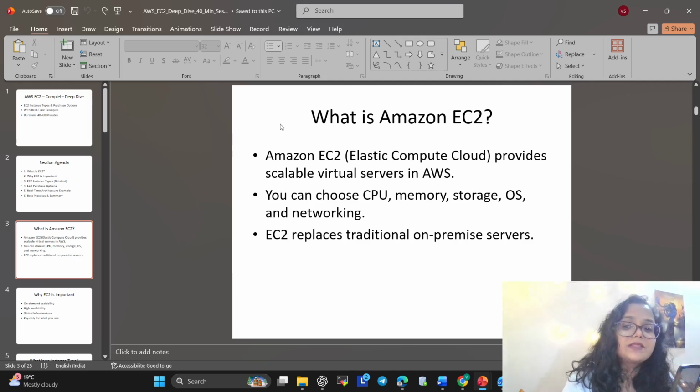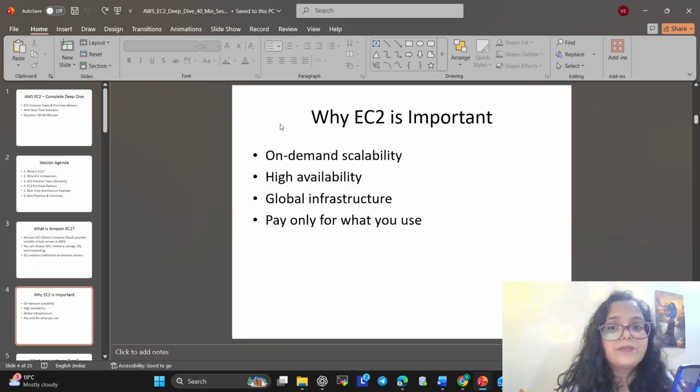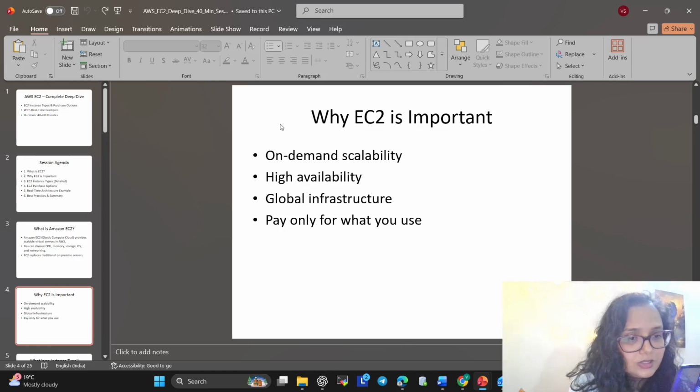So what is an on-premises server? Before AWS, Google and before this, every company had their own on-prem servers, and there they used to deploy their services. Now, why is EC2 important? EC2 is important because of on-demand scalability.